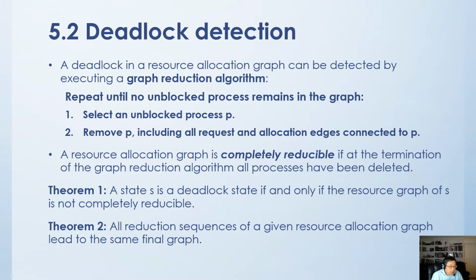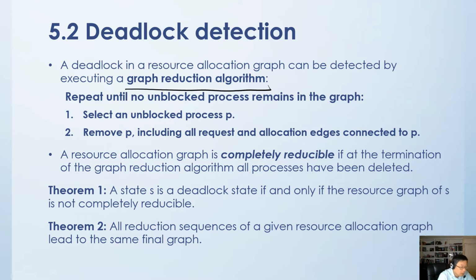So in this section 5.2, we're going to introduce an algorithm that is used to detect whether deadlock has happened or not. Now this algorithm is called the graph reduction algorithm. Okay, now what is the graph reduction algorithm? So remember that we use the graph to display the current resource allocation for the processes.